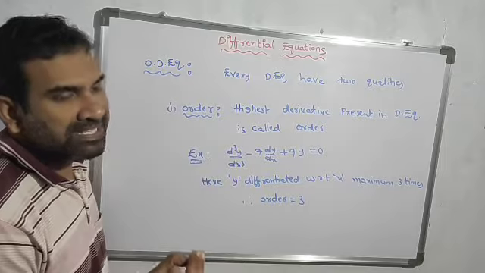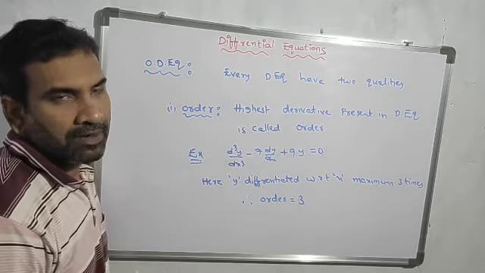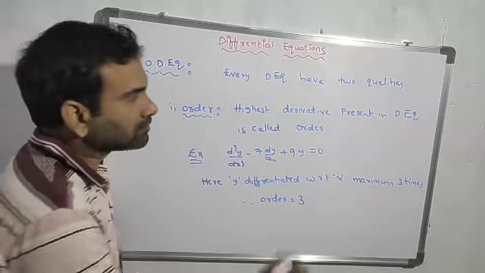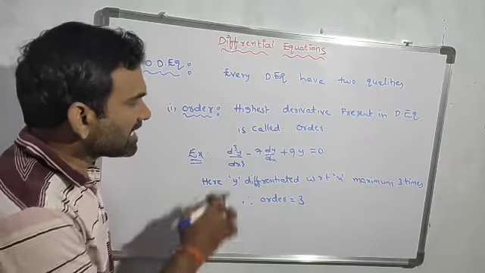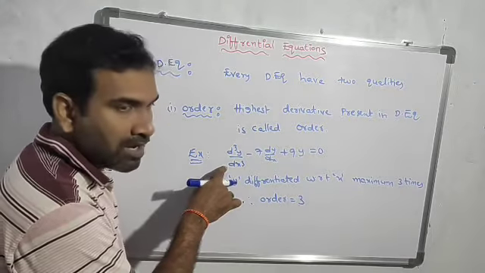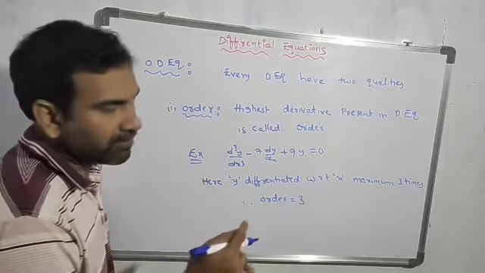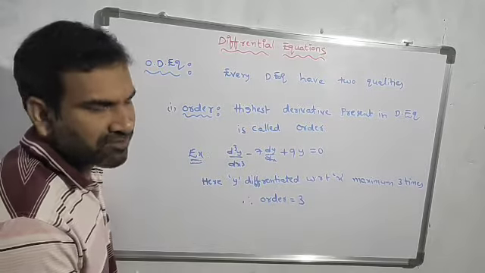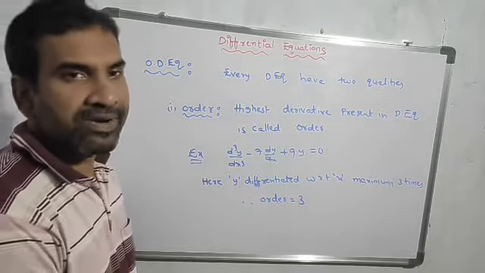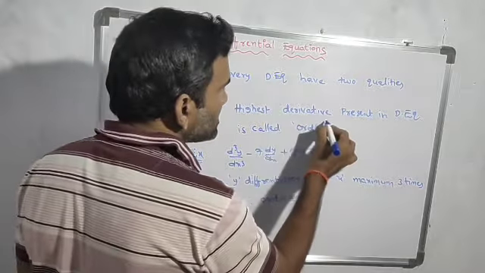Highest derivative present in the differential equation is called the order. Simple definition. We can also write y triple dash, that means y is differentiated 3 times, or sometimes we write y3 minus 7 into y1, where y1 means first derivative, plus 9y equal to 0. In abbreviated form also we can write like that. Whatever it may be, the highest derivative present in the differential equation is called the order. So this is the definition.